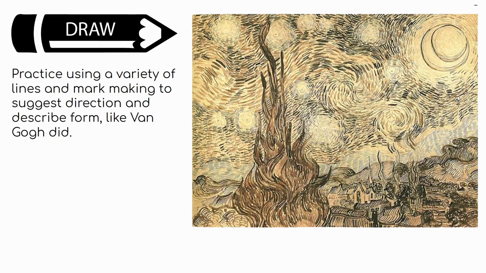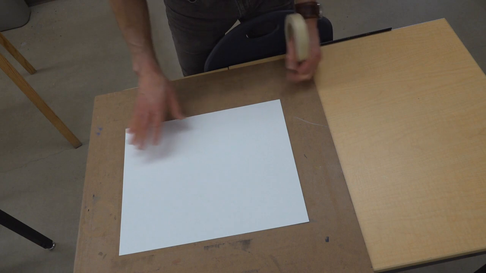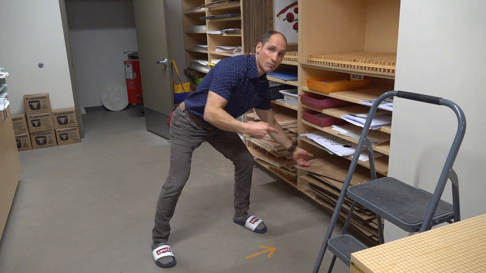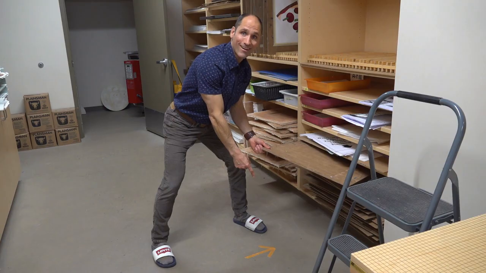So step number one for you is to take a piece of the project paper that's been left for you on one of the long tables, and tape it to an artboard. When we create artwork on paper, we tape it to artboards. The artboards are in the back storage room down here. Orange arrow on the floor.